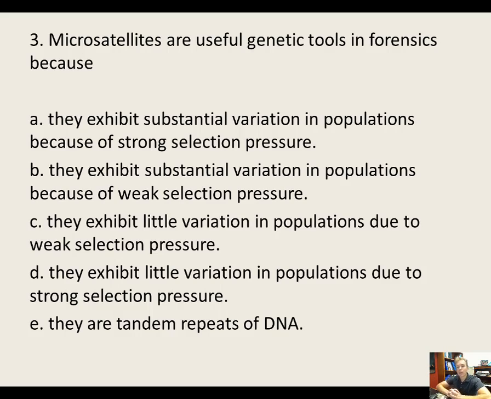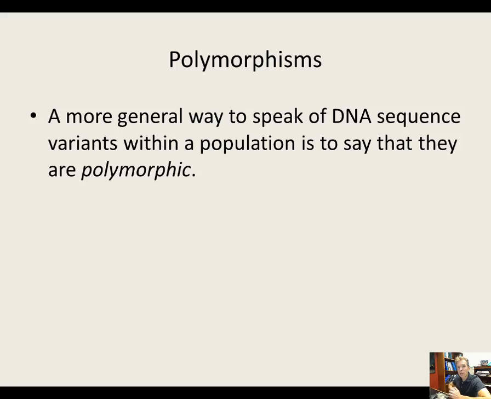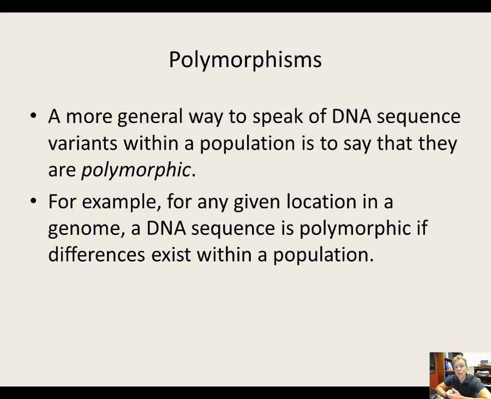So far we've been talking about mutations, and in populations it may not always be obvious what the original sequence was versus the mutated sequence. So a more general way to talk about mutations is to describe them as polymorphisms. Polymorphisms in genetics are different sequence variants within a population.